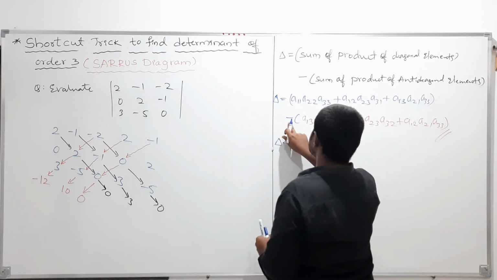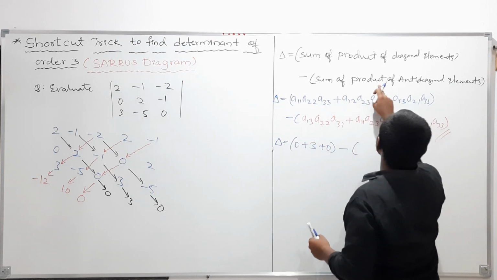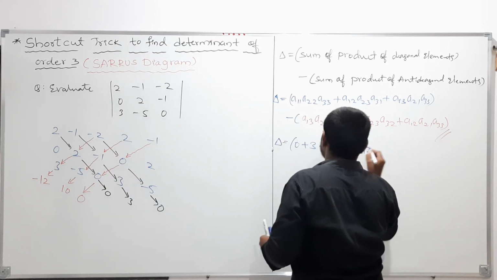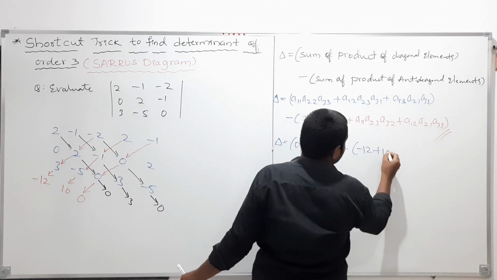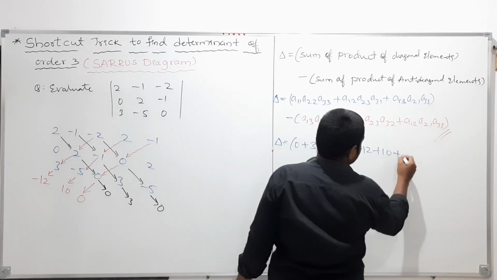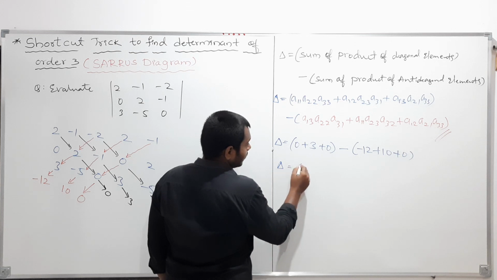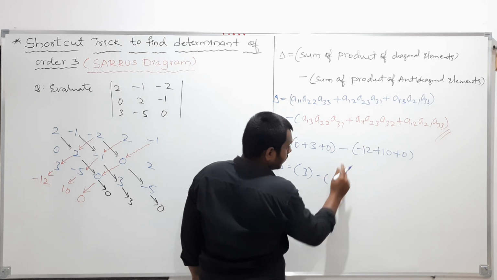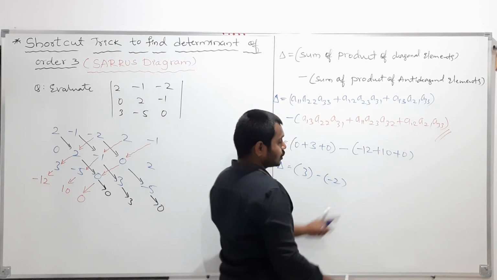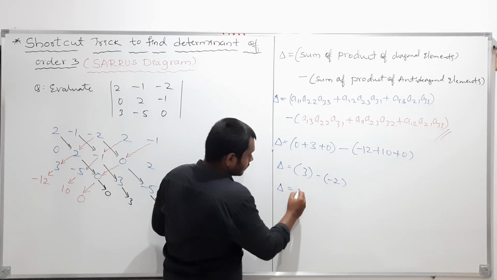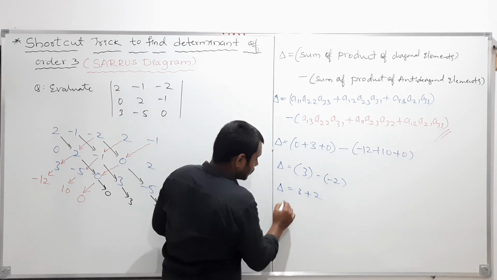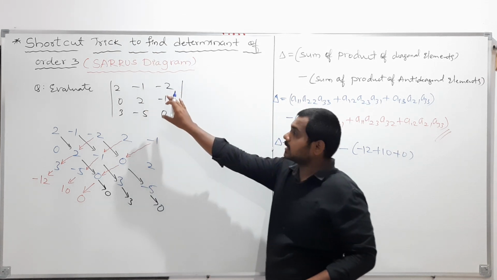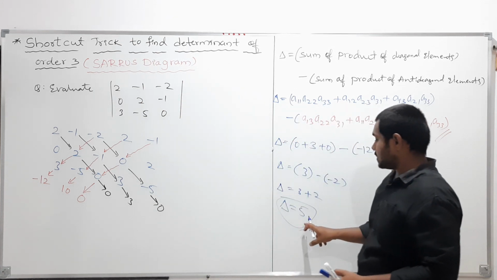And next here it is minus, as it is, the sum of the products of the anti-diagonal. These are the anti-diagonal values: minus 12 plus 10 plus 0. Clear? If you solve this, 0 plus 3 is 3, 3 plus 0 is 3, minus of minus 12 plus 10 is minus 2. Now simplify further: 3 plus 2. Therefore the determinant value is 5. The given determinant value is equal to 5.